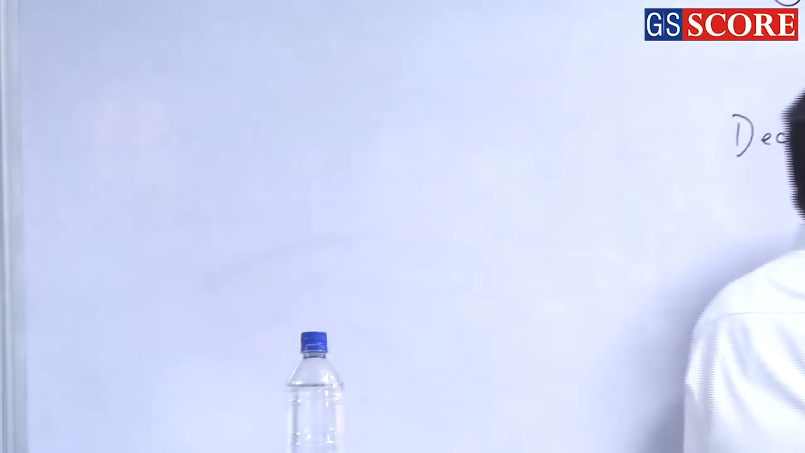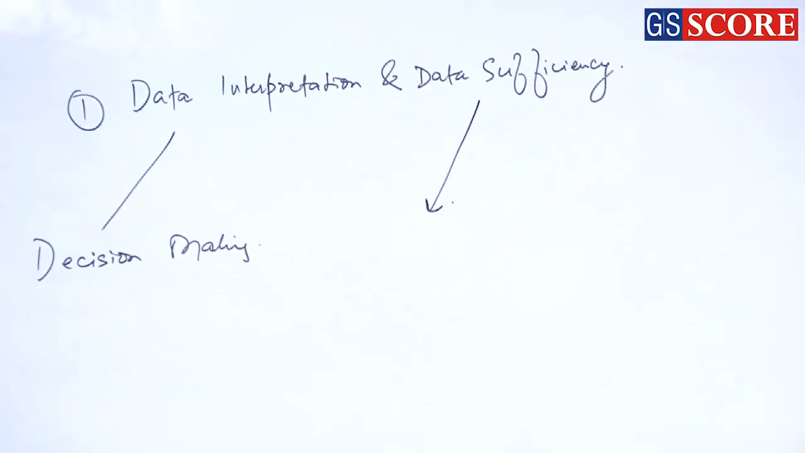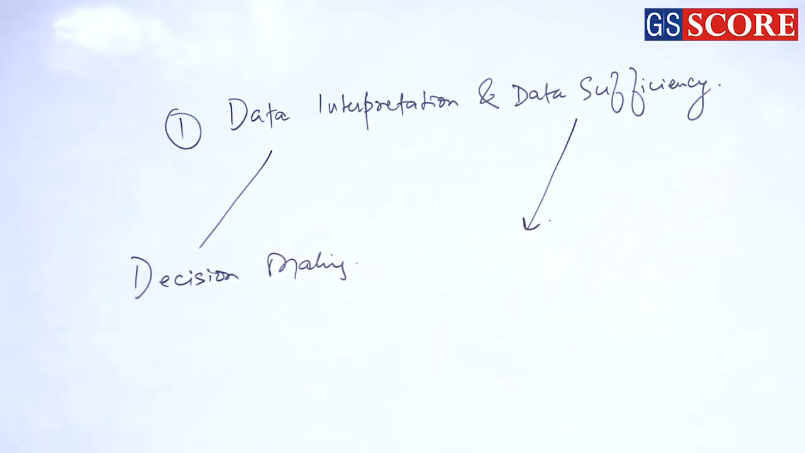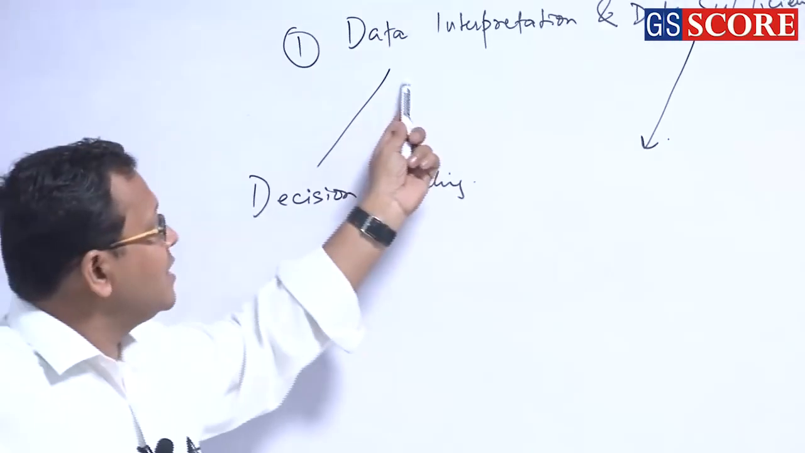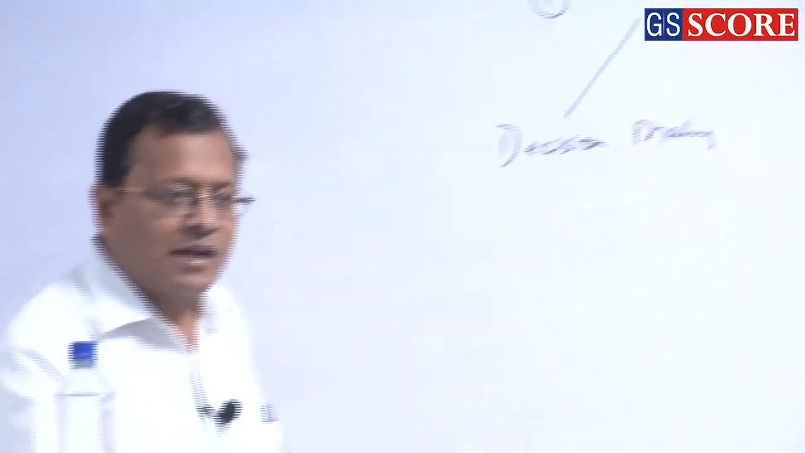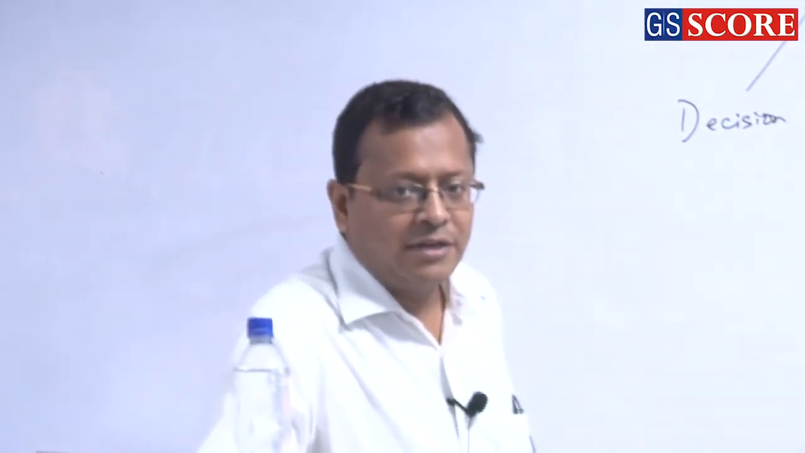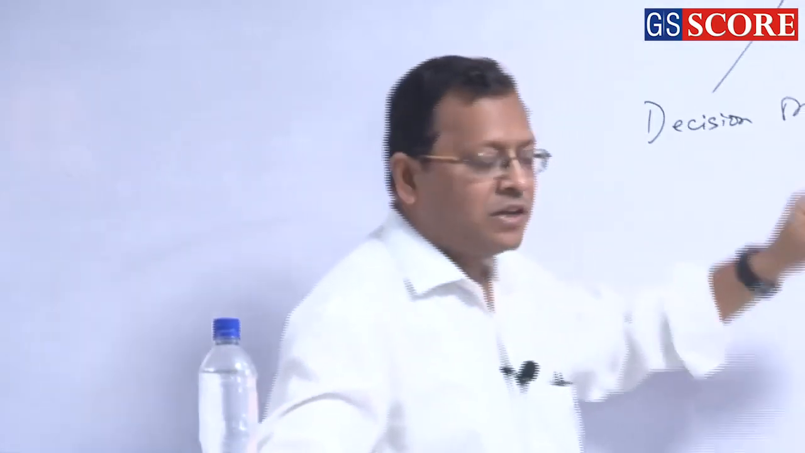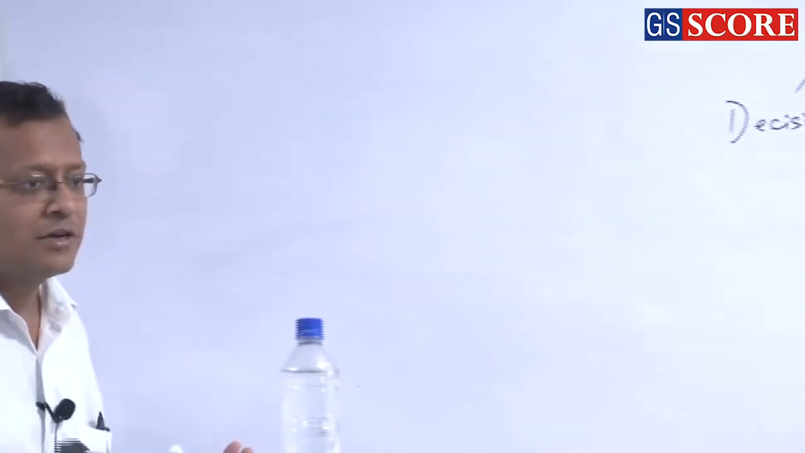What do you mean by data sufficiency then? These two complement each other. This is how you interpret, and this is how you say, boss, I have got less data. No, I have got more data. So these two complement each other. I will give you an introduction of these two things, and then we will proceed forward. Clear?